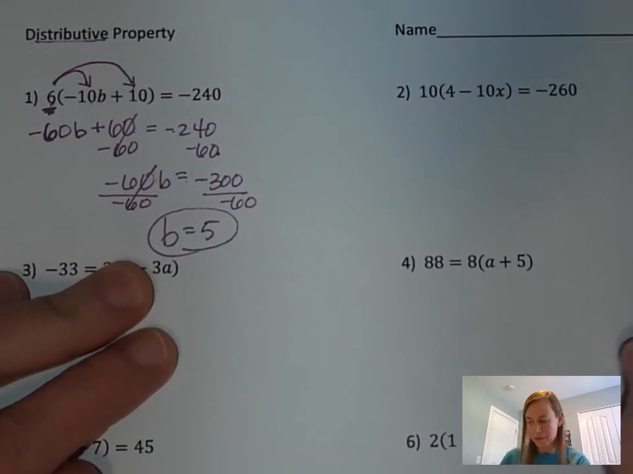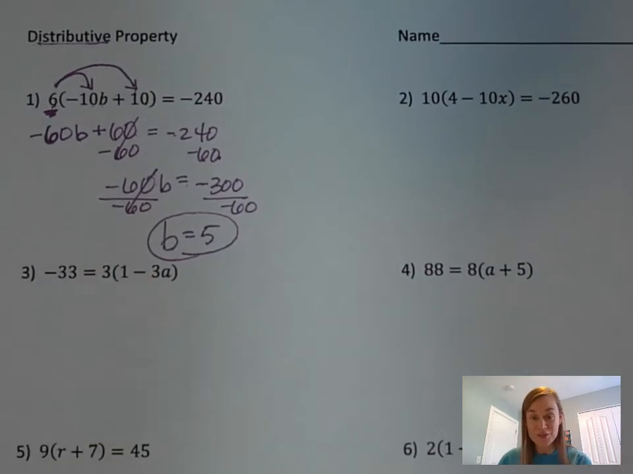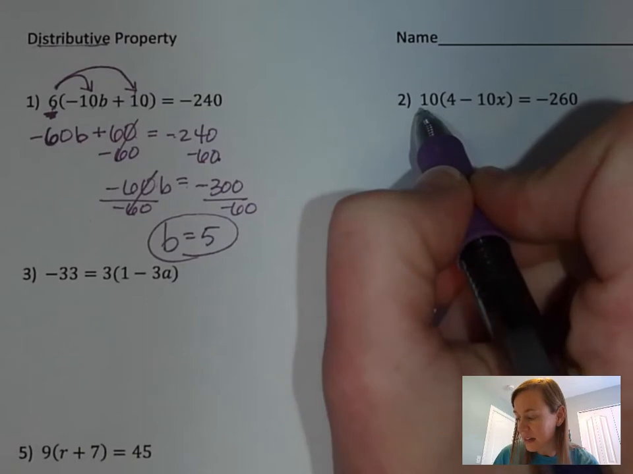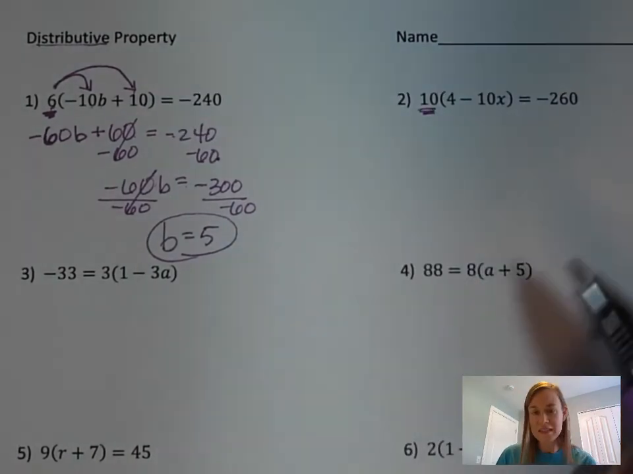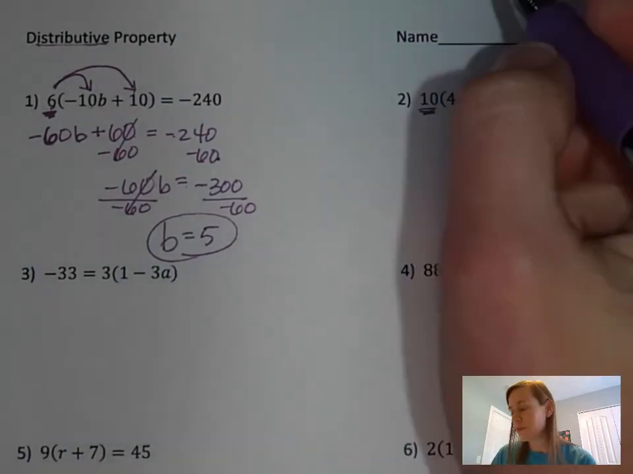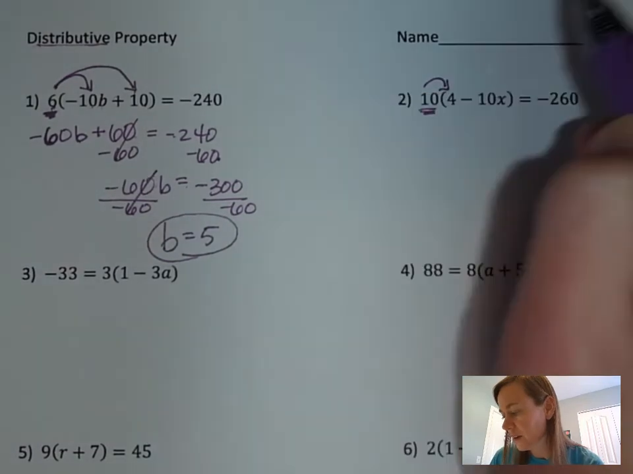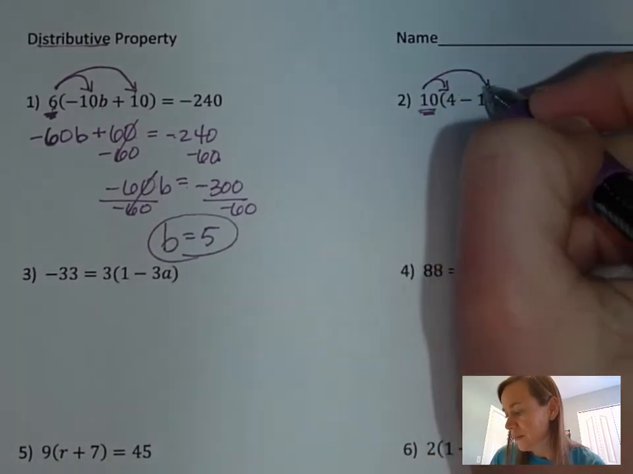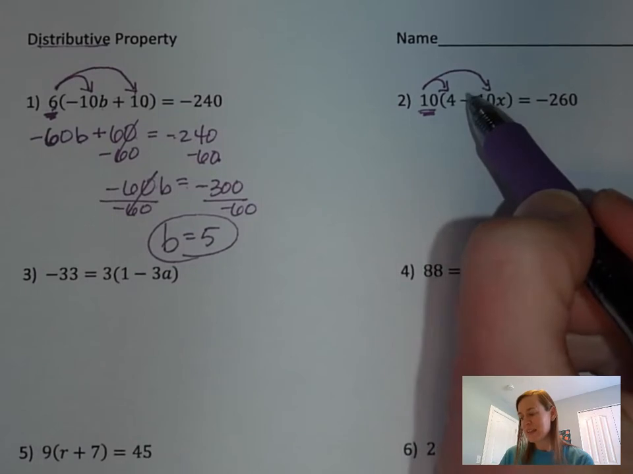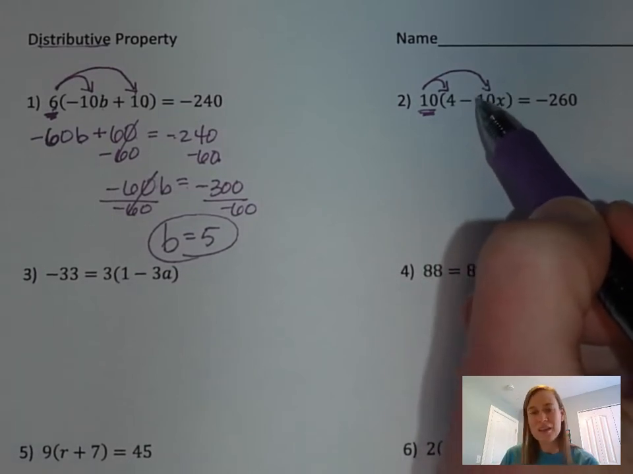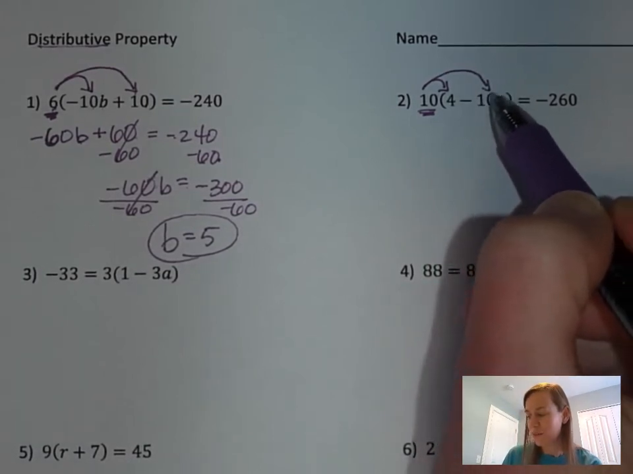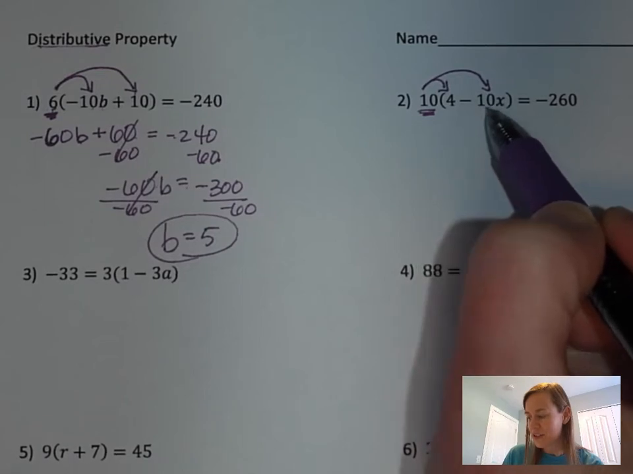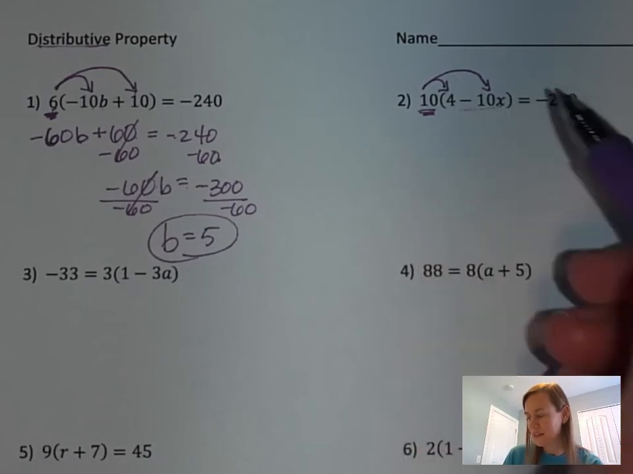Okay, let's do another example. So step 1, draw those arrows. So you're going to connect whatever is in front of those parentheses to each of the terms inside the parentheses. In this case, the 4 and the negative 10x. Whatever sign is there in the middle, make sure you think of it as being part of the term that follows it. So it's not just 10x, it's negative 10x.